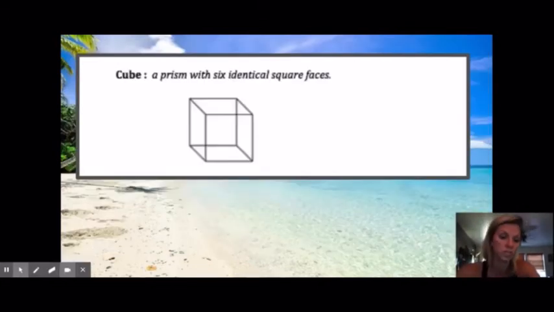A cube is another type of prism. It just has squares. So this is the only one where all 6 sides are congruent to each other and all 6 sides are squares.